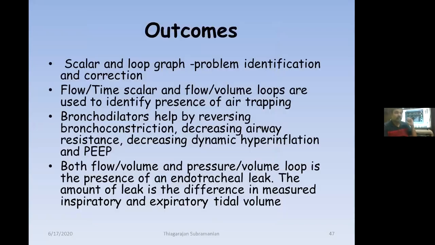Finally, they found how to use the scalar and loop graphs to identify problems. As I mentioned, it can be a resistance or a compliance issue, and the flow-time scalar and flow-volume loops are used to identify air trapping. It also helps assess bronchodilators, which reverse bronchoconstriction and help reduce airway resistance, and helps to find dynamic hyperinflation and PEEP, as well as to reduce dynamic hyperinflation. With both the flow-volume and pressure-volume loops, endotracheal leakage can also be measured, and the amount of leak can be measured with the inspiratory and expiratory tidal volume. So all these things can be a major outcome of learning about these graphics.